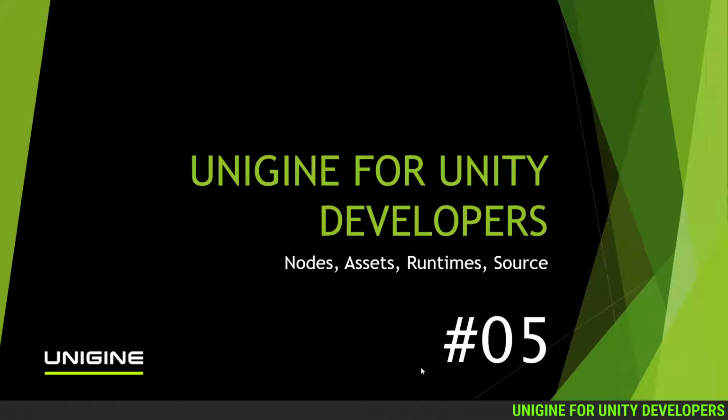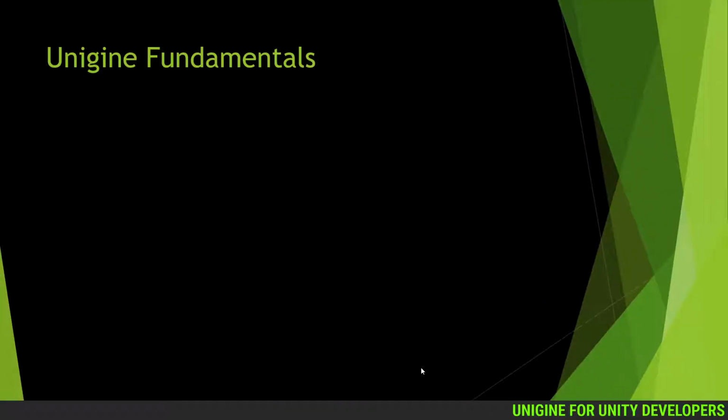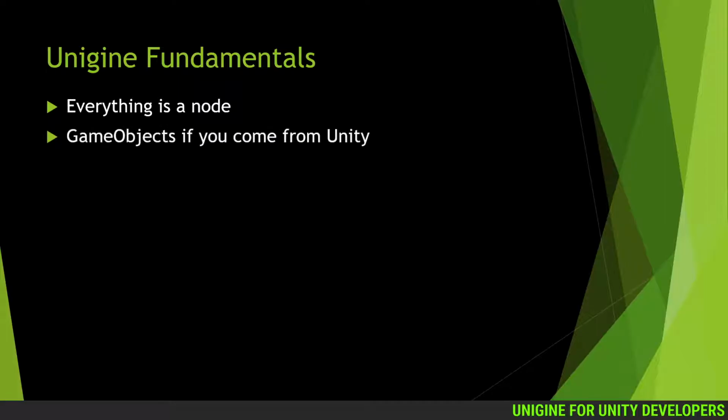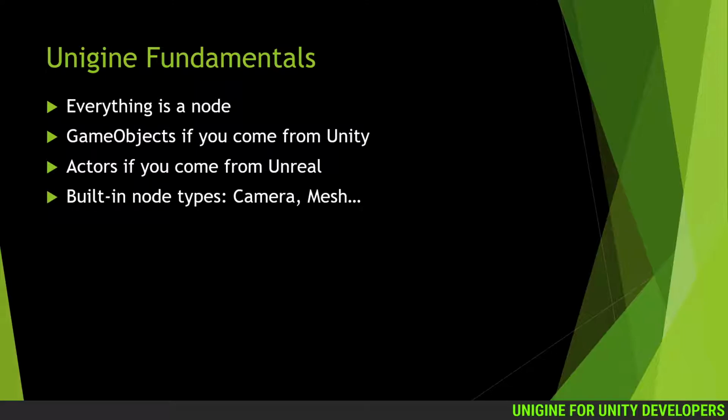So here is my presentation. Here we go. In Unigine, as you might have understood, everything is a node. It's not only a game object in the Unity sense, it's more than a game object. If you come from Unreal, it would be called an actor. But there are a number of built-in node types, nodes that are derived from the node object.